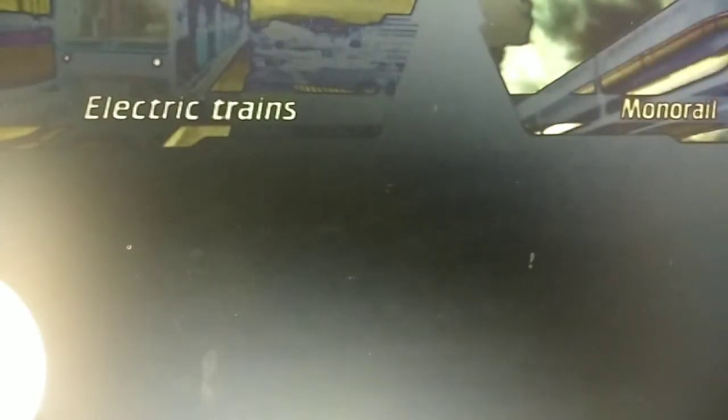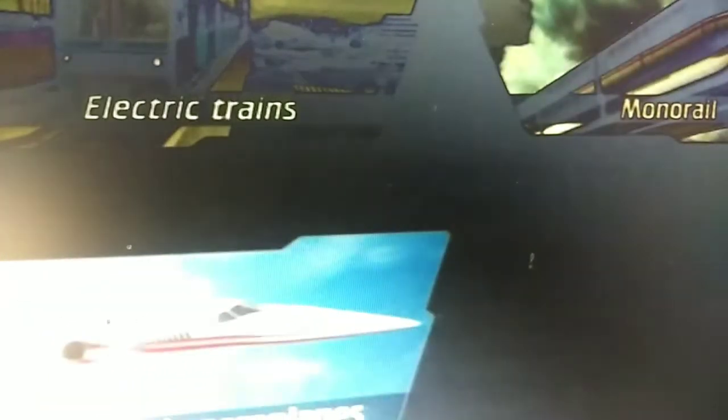Slowly, aeroplanes were developed to fly in air in 1900. Electric trains, monorail, supersonic aeroplanes and spacecraft were developed in the 20th century.